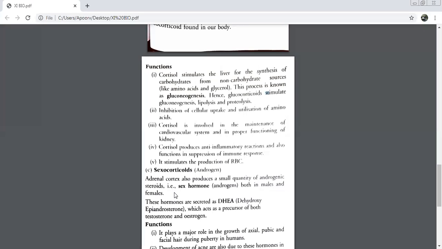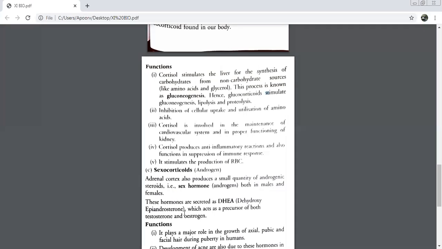Dehydroxy. So we are done with DH. Let's move on to the E part now. EA. What does EA mean? It's a little difficult, but try speaking it out. Epiandro, epiandrosterone. So the entire name becomes dehydroxyepiandrosterone.